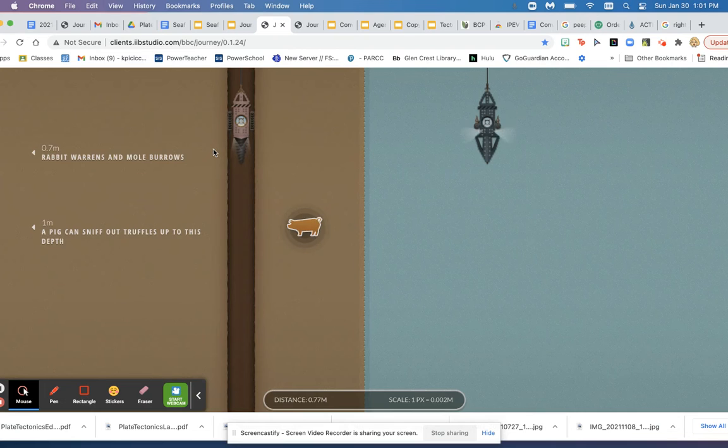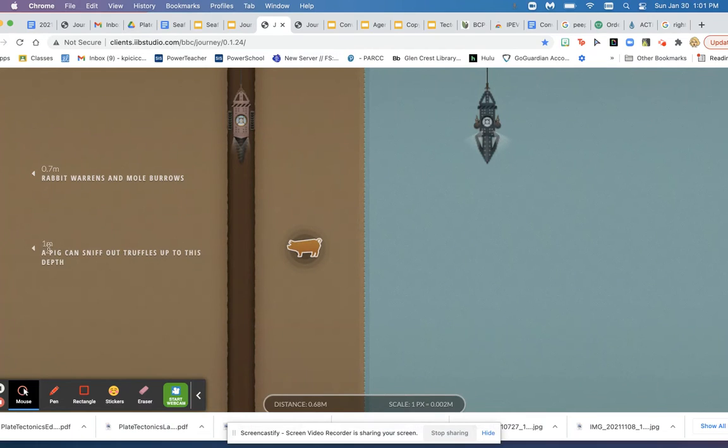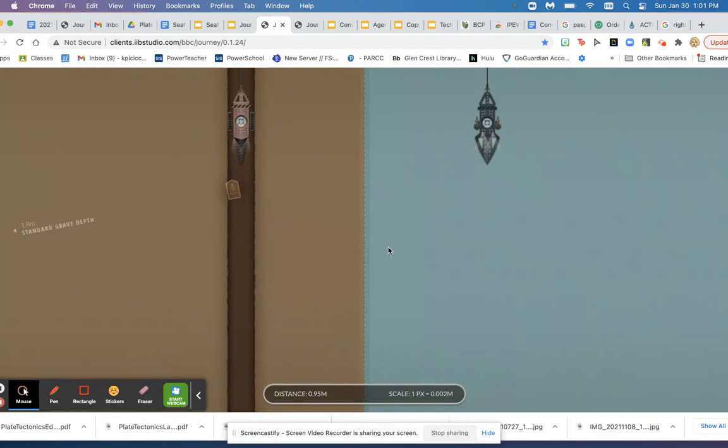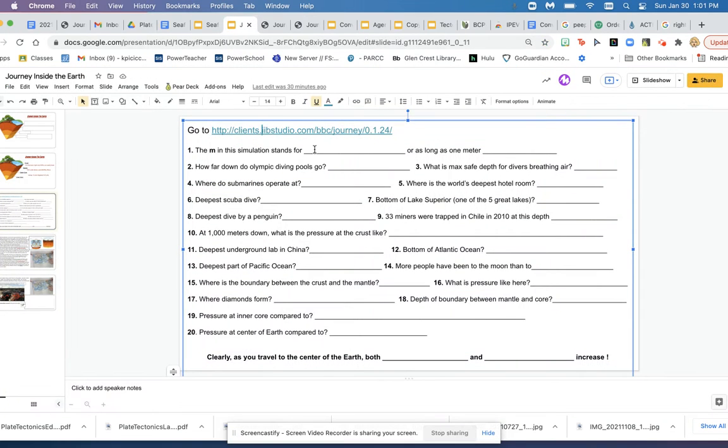As you can tell right now, at 0.7 m, that's 0.7 meters, a little bit less than a meter stick, rabbits and moles burrow, so they make a hole in the ground. At 1 meter, so a meter stick, a pig can sniff out truffles. So this is just how far we are down in the ground and in the ocean. What you're going to do is keep scrolling down slowly, and as you do that, look at these questions and answer them.